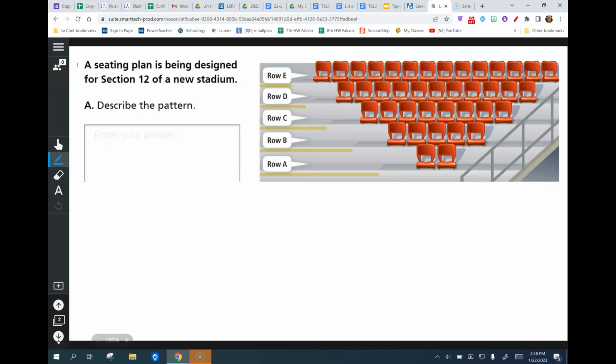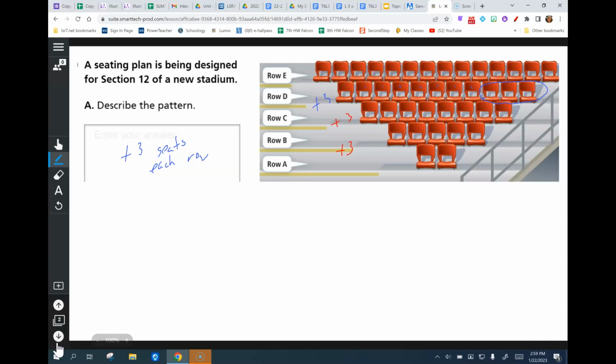So what happened from row A to row B? Did you add 2? Did you add 3? Yep. And then from row B to row C, did you add 3? Let's see if that happened here in row D. So 1, 2, 3, 4, 5, 6, 7, 8, and then we added 3 more. So every time we add 3. To describe the pattern, we're going to add 3 seats each row. Now, that should sound familiar.